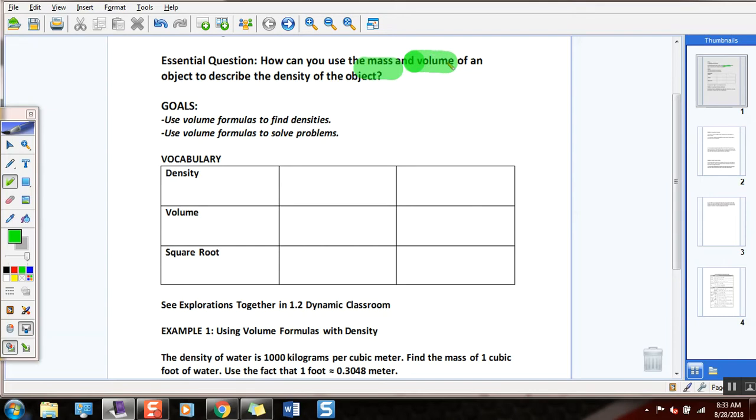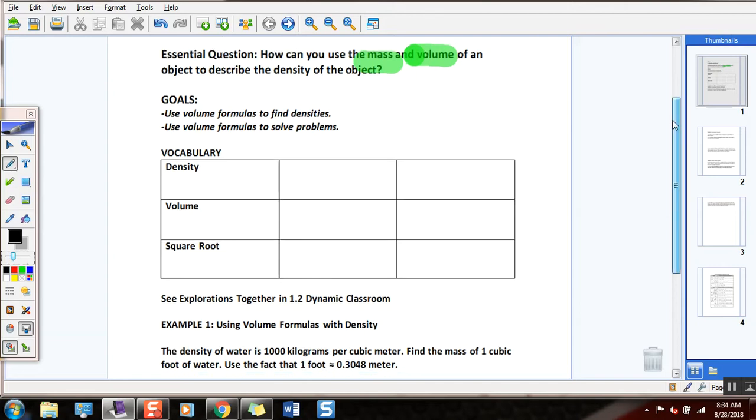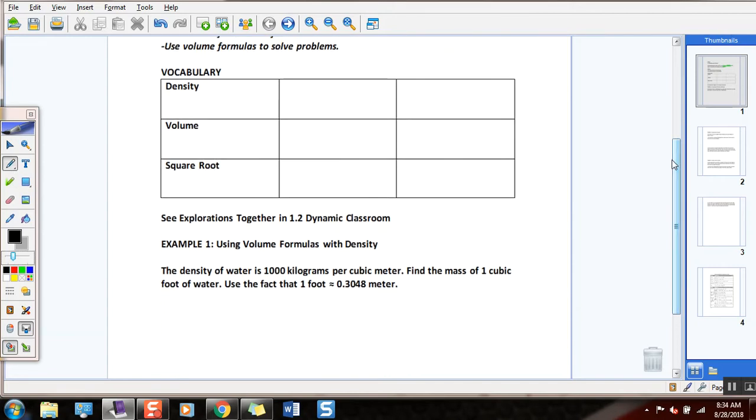Okay, so goals for the day. We're going to use volume formulas to find densities, and we're also going to use volume formulas to solve some problems related to density. All right, so let's make sure we understand our vocab first. Density again today. I'm just going to put some formulas up here. Your density is going to equal a certain mass per unit volume. Okay, we kind of know what density is.